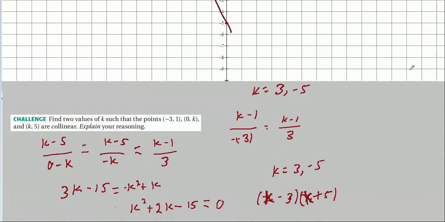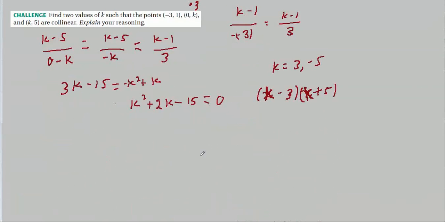When k is 3, we've got the line 3, 1 and 0, 3. So what would our slope be? Well, I would say it's 3 minus 1 over 0 minus 3, which is just, of course, minus a minus 3, which, of course, is a plus 3. So we have minus 4 over 3.